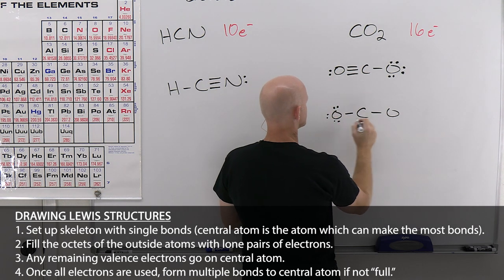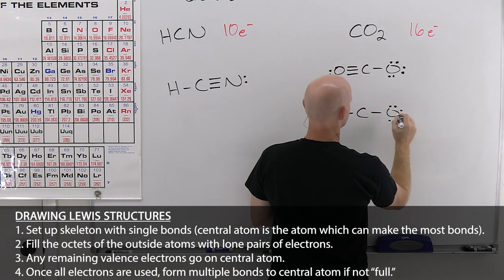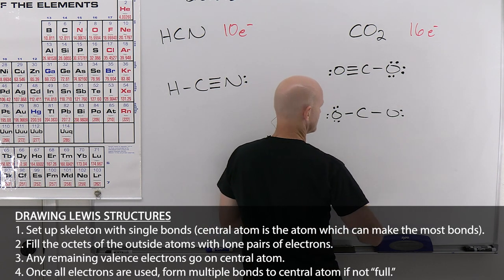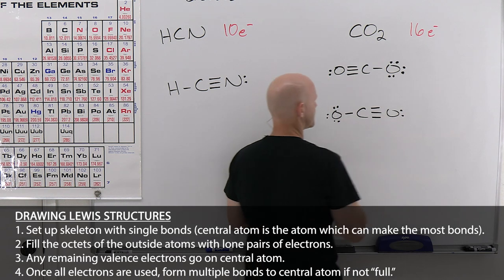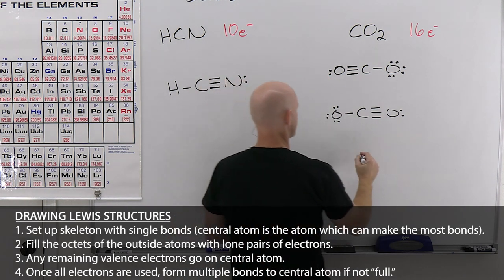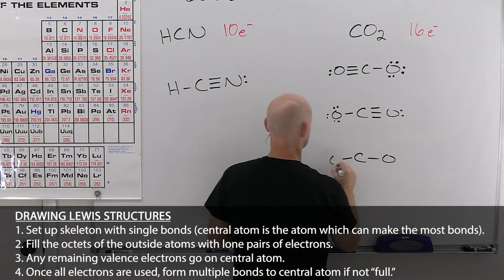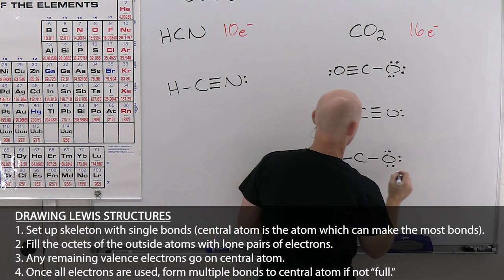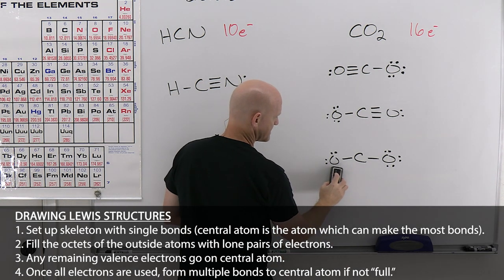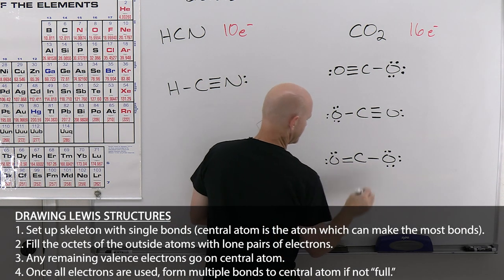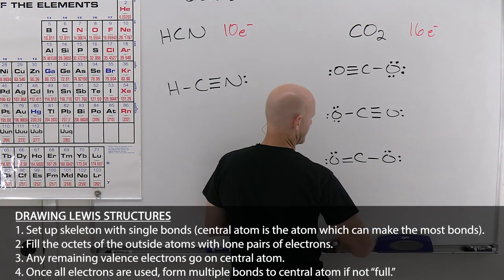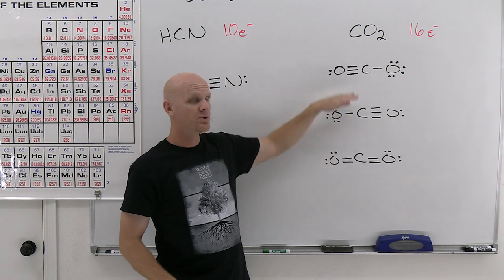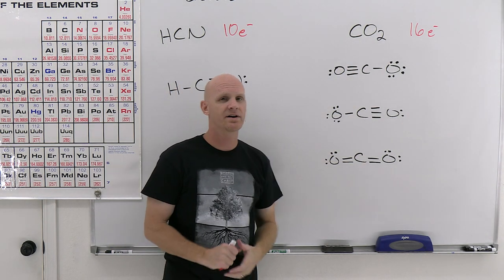We'll go back to this structure yet again, because the other option would have been to have the oxygen on the right do all the sharing and put the triple bond over there. Finally, the other option would have been to have each of the oxygens sharing 1 pair each. So we could erase a pair here and put in a double bond, and erase a pair on the other side and put a double bond there.